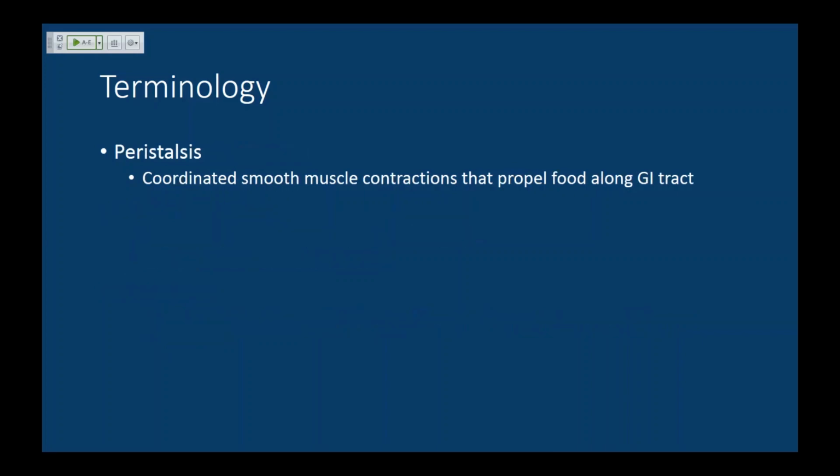Peristalsis, a word you might be familiar with, is just the coordinated smooth muscle contractions that propel food along the GI tract. I think of it as like squeezing a tube of toothpaste to get the very last bit out. It's a coordinated, segmental contraction that just pushes food down the GI tract.